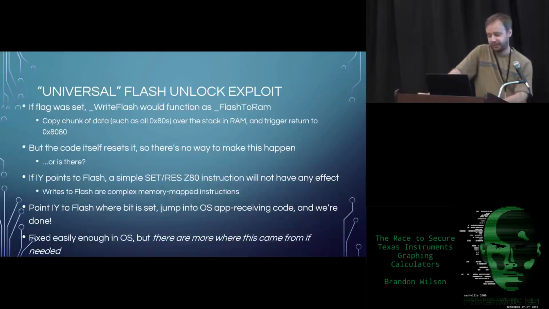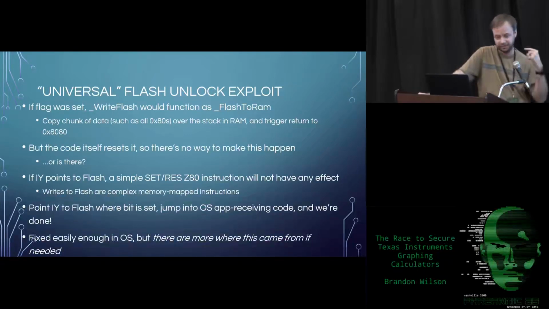Use something very similar to before. If we point IY minus 25 to a point in flash where bit 1 is set, then the boot code's attempt to reset it with a simple reset bit instruction, a Z80 instruction, won't work because it's in ROM. Remember, modifying flash involves memory map commands to program a single byte at a time. So these set and reset instructions aren't going to do anything to data that's in ROM. So we can force it to effectively ignore the effect of executing that instruction.